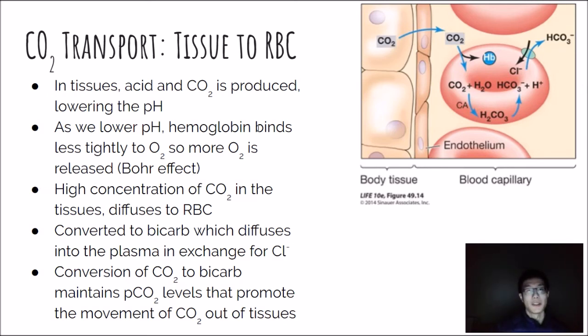Now you have that high concentration of CO2. What is your body going to do to that CO2? Well, you have to get rid of it. So your body is going to try to mediate this effect by converting that carbon dioxide into carbonic acid. That carbonic acid is going to dissociate into bicarbonate and hydrogen ions. This process, again, is mediated by carbonic anhydrase. And then eventually this bicarbonate molecule is going to get out of the red blood cell in exchange for a chloride ion. So the conversion of CO2 into bicarbonate helps maintain the partial pressure of CO2, which can potentially promote the movement of carbon dioxide out of the tissues.